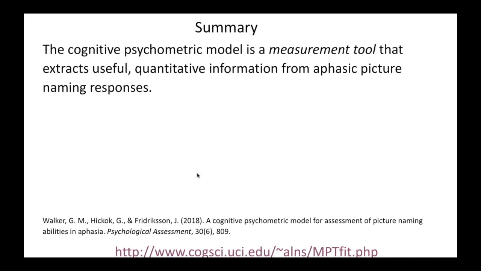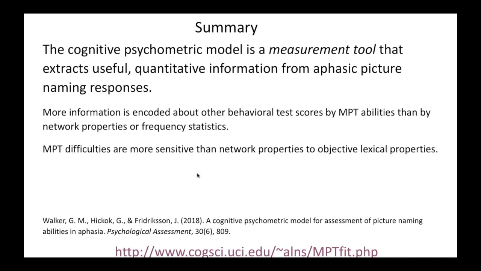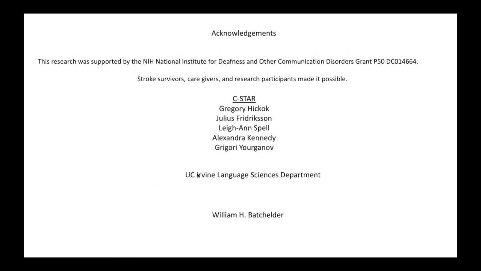Main point, cognitive psychometric model is a measurement tool that extracts useful quantitative information from picture naming responses. More information is encoded about other behavioral test scores by the MPT abilities than by network properties or frequency statistics. MPT difficulties are more sensitive than network properties to objective lexical properties. MPT abilities relate to distinguishable brain injuries and functions. And MPT abilities can distinguish real change due to therapy from day-to-day variance and can detect specific effects of different therapy types. So I know that was a lot to cover.